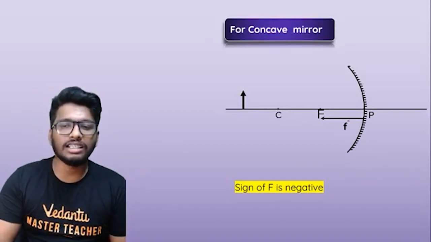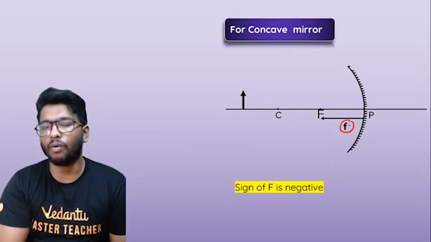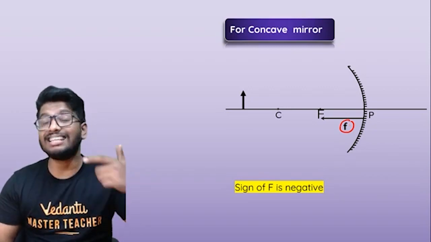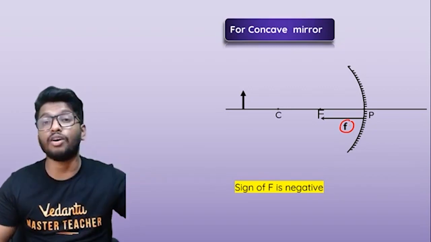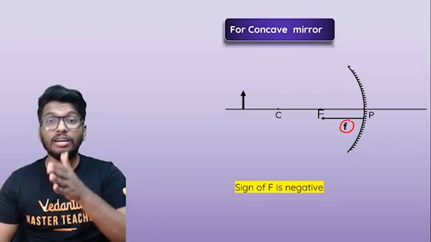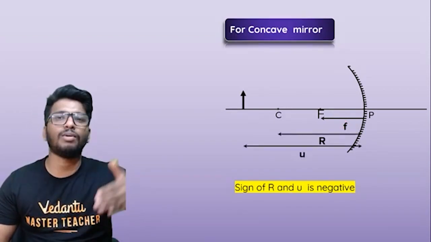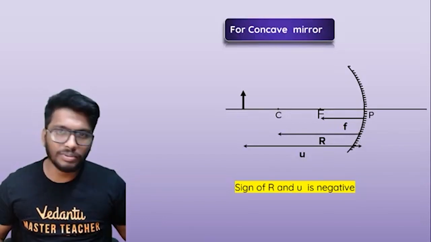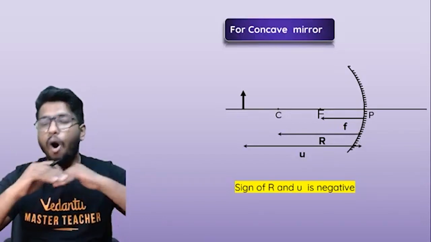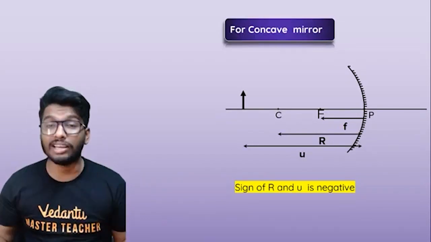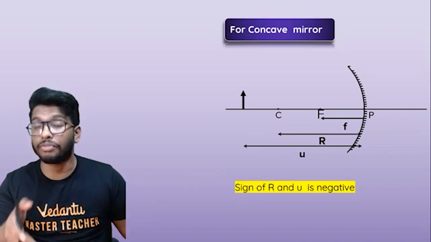In the case of a concave mirror, the focal length, the distance from the pole to the focus, is negative because it lies in front of the mirror. The same goes with the radius of curvature as well as the distance of the object. U, R, F, all of these are negative. Why are they negative? Because they lie in front of the mirror.